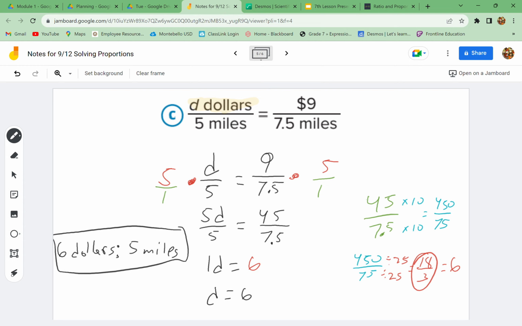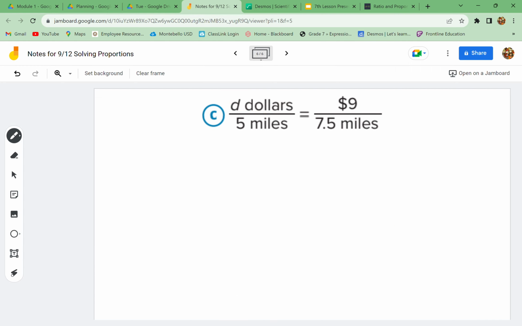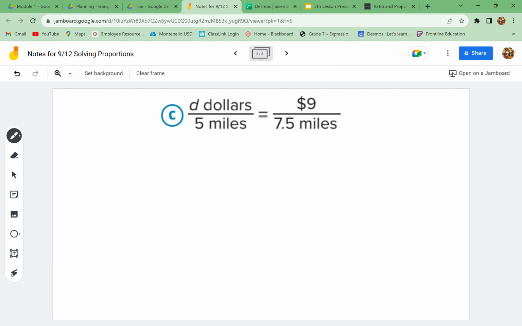But some of you are like, well, how do you do that other method that you were talking about? Well, I'm glad you asked. Let me show you real quick here. What you want to do is figure out, what's the relation between the 5 and the 7.5? Do I divide? Do I multiply? What do I do? Well, if you play around with it a little bit, if you multiply by 1.5, you should get 7.5.